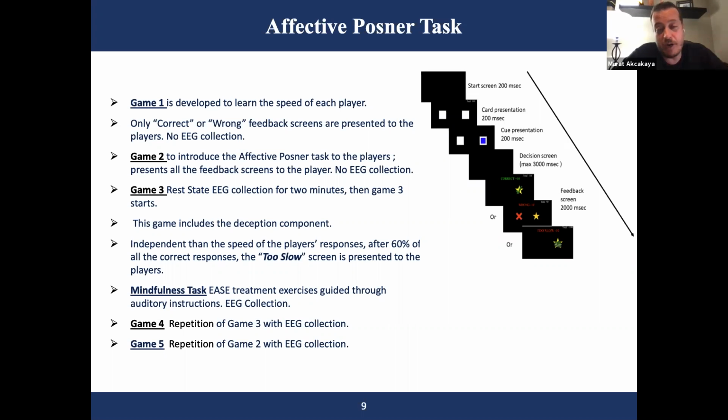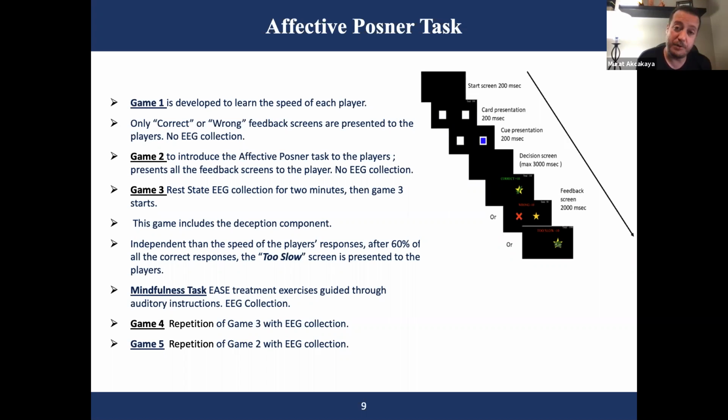We use game 1 to learn their speed, and then we design game 2 based on that, to also present results in terms of being too slow. Game 1 and game 2 do not include any deception, and we do not collect EEG during them. They are mainly to introduce the participants to the games and train them how to play. Game 3 is when we start to collect the EEG.